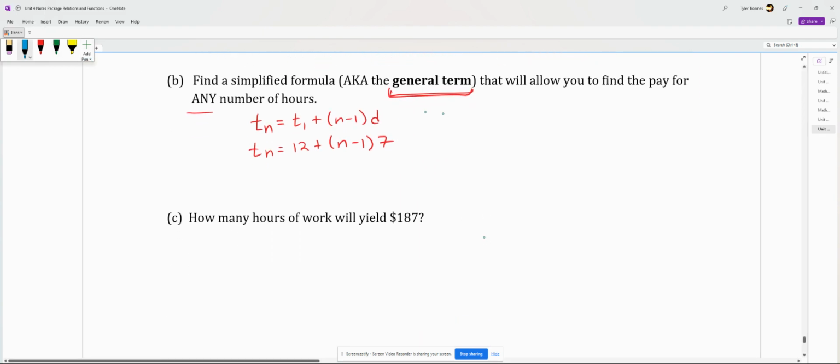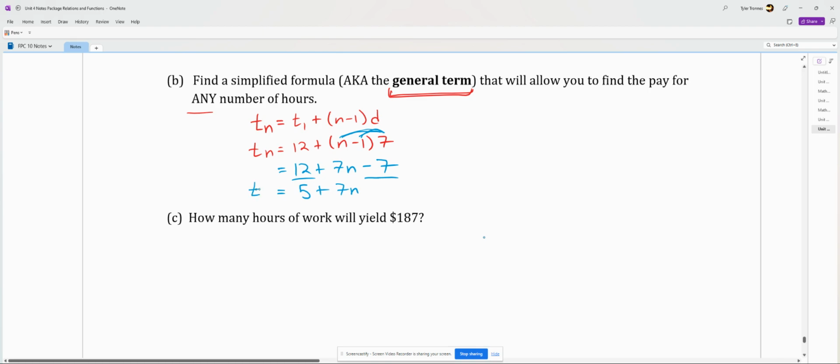Where were we? So we're just going to multiply this 7 in. We're going to multiply it here and here. So let's multiply by the first term, which is n. So we're going to get 12 plus 7n. And then the second multiplication, 7 times -1 is -7. These, of course, are like terms. We're going to combine them. 12 subtract the 7 is going to give me 5 plus 7n is my general formula.